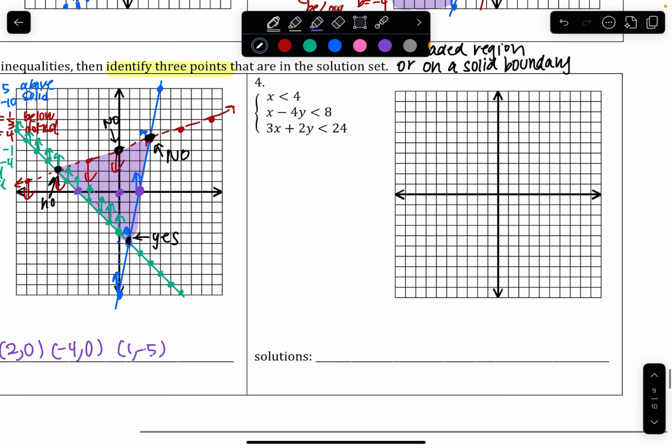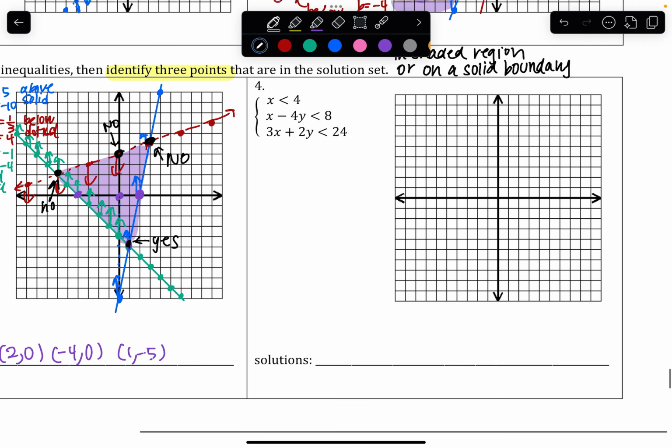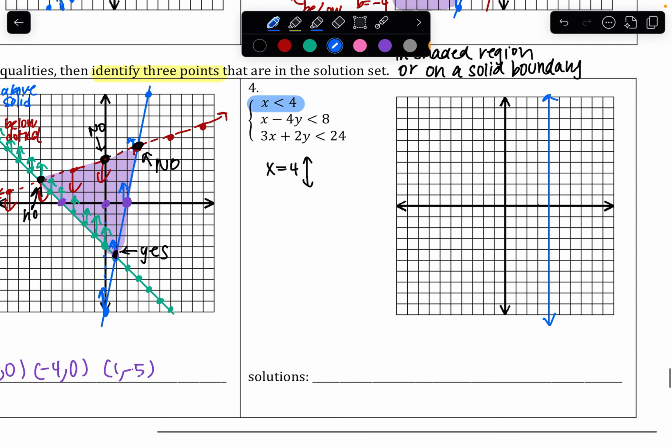Okay, next, this x less than 4, if you remember, x equals 4 is a vertical line where x is 4. So 1, 2, 3, 4. It's a vertical line. So I'm going to make that blue. And so whenever you have a vertical line, your less than and greater thans, they can't really shade above or below a vertical line. And so it's just like our number line. If I have x less than 4, that's going to be to the left. Okay, and then it's going to be a dotted line.